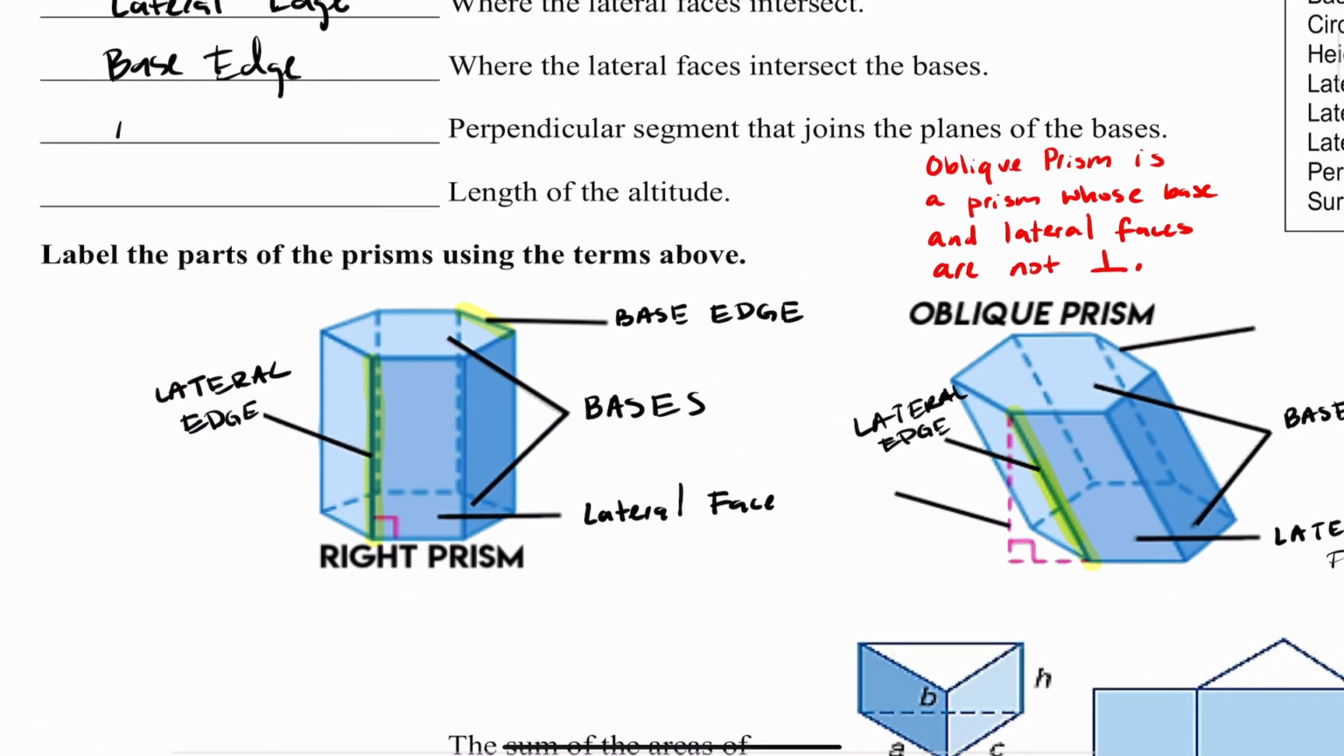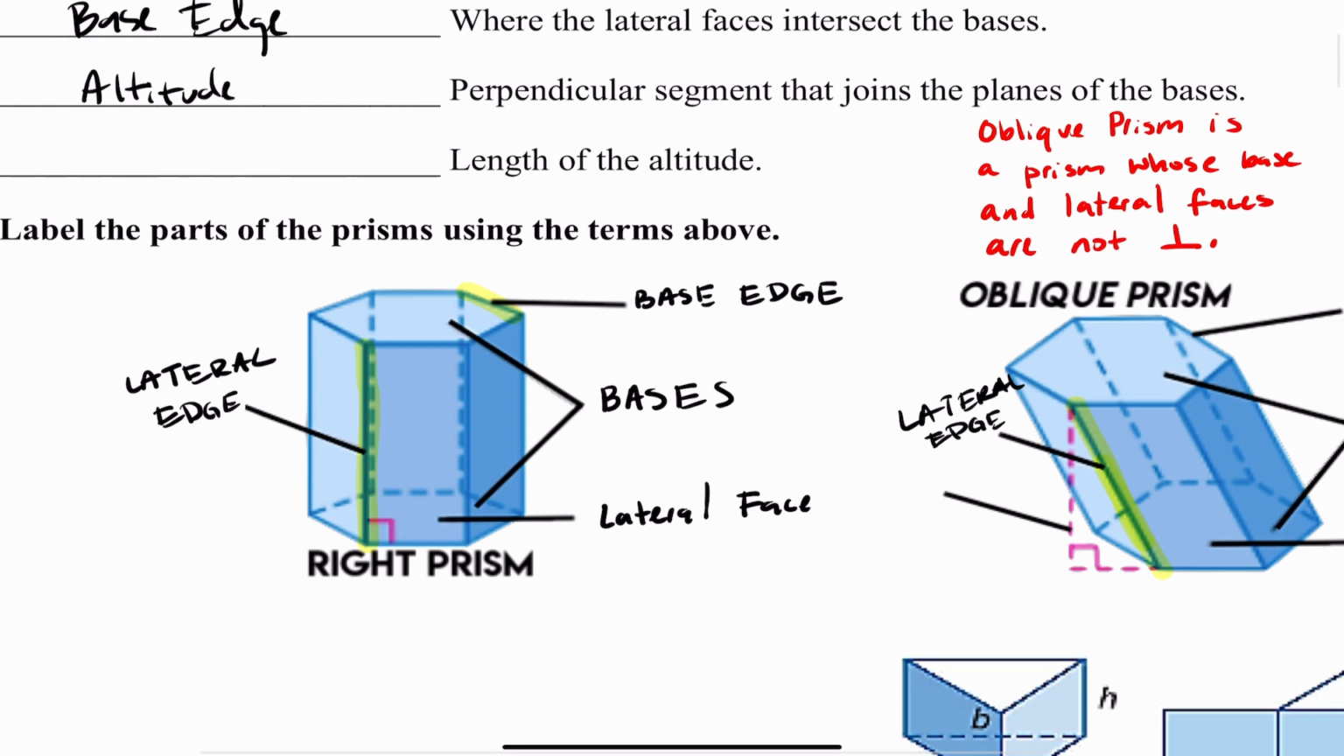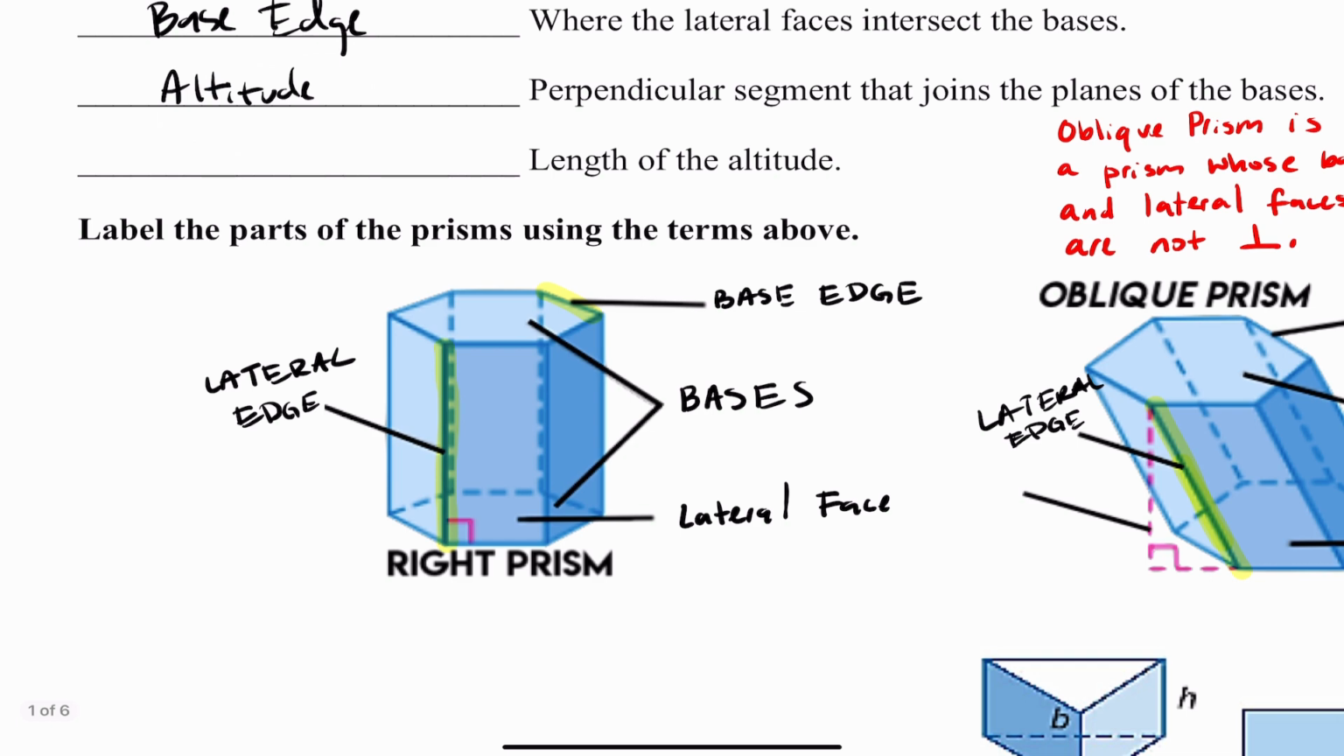The altitude is a perpendicular segment that joins the planes of the bases. So this segment here intersects these two bases, right? This segment intersects here at a 90-degree angle and here at a 90-degree angle. That particular segment is what we call the altitude. So I can also say that this is the altitude.